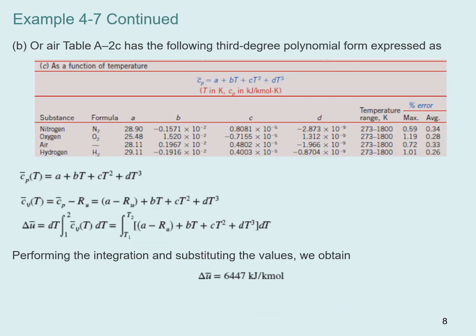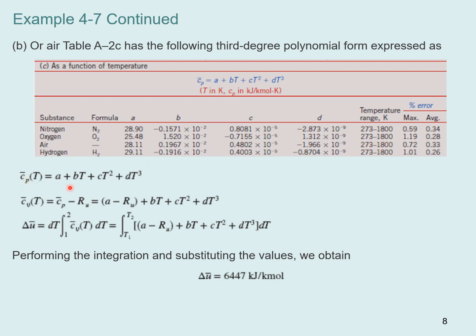Another method to use is the mathematical relationship in A2C. It gives you what the function looks like, and it's a polynomial. And the a, b, c, and d are constants. So you look up for air. Here's the a value, the b value, the c value, the d value. It also gives you the temperature range over which it's most accurate.